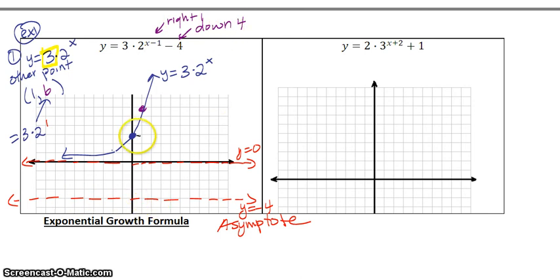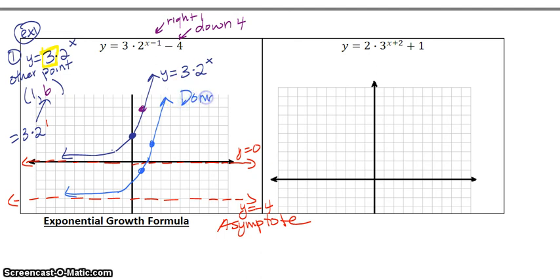So each one of these I'm going to move right 1, down 4. But the reason I wanted this asymptote line in here is that it shows me how far to go with my graph. And if you're missing that part of it, you are going to get points docked.